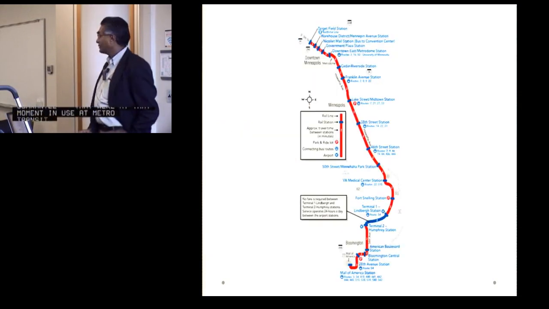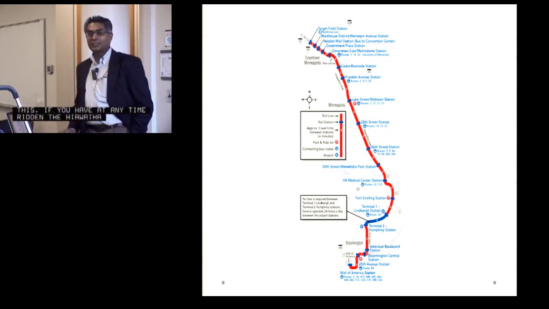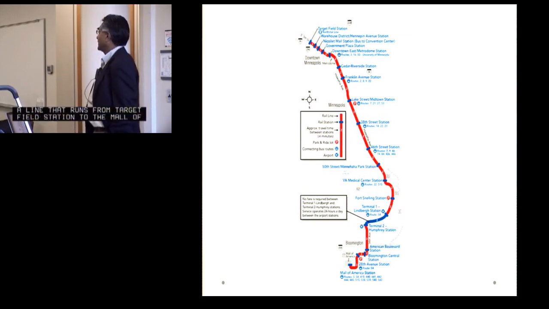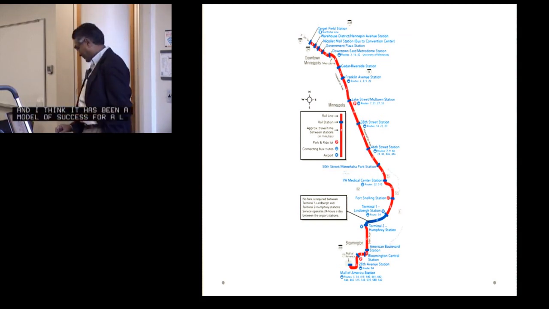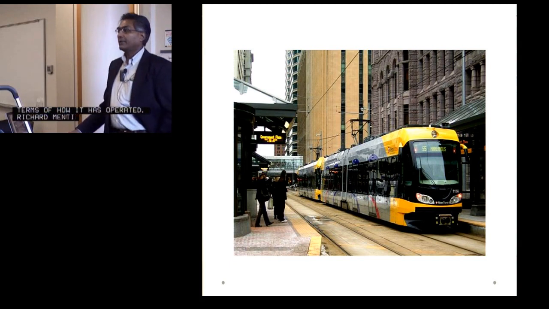If you have not ridden the Hiawatha rail line, it runs from Target Field Station to the Mall of America. There are 19 stations, and I think it has been a model of success for a long time for Metro Transit in terms of how it has operated. Richard mentioned these are barrier-free stations.